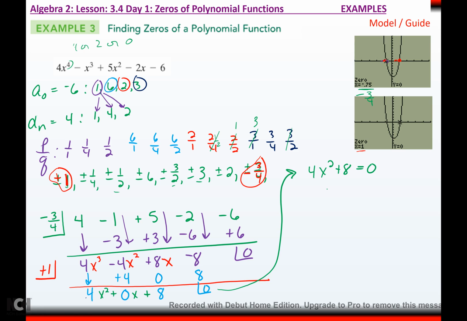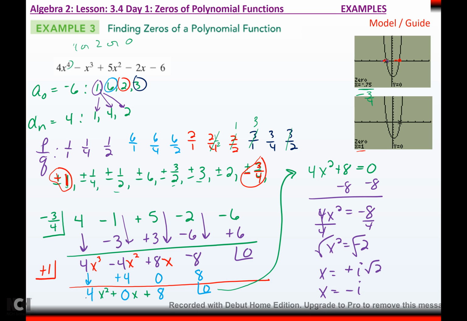Okay, because there's no first degree term, I can use the square root property. So I'm going to minus 8. I get 4x squared equals negative 8. Divide by 4, x squared equals negative 2, square root, x equals a positive i square roots of 2 and a negative i square roots of 2, because that negative comes out as i.